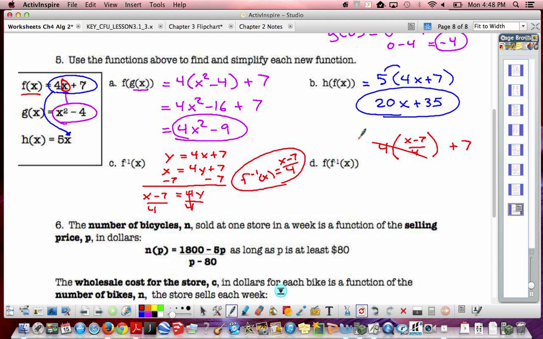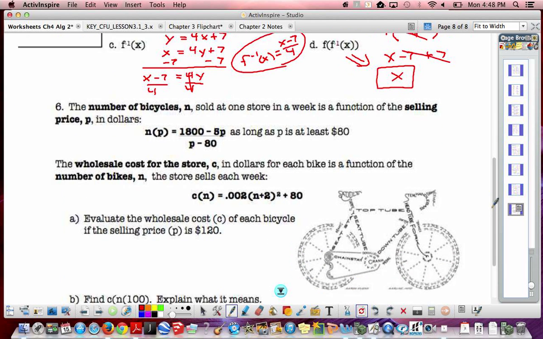The 4's are going to cross out. So I have x minus 7, but I'm adding 7. The 7's cancel, and I'm just left with x. That's the cool thing about functions and their inverses. If we do them right, they should always equal x.